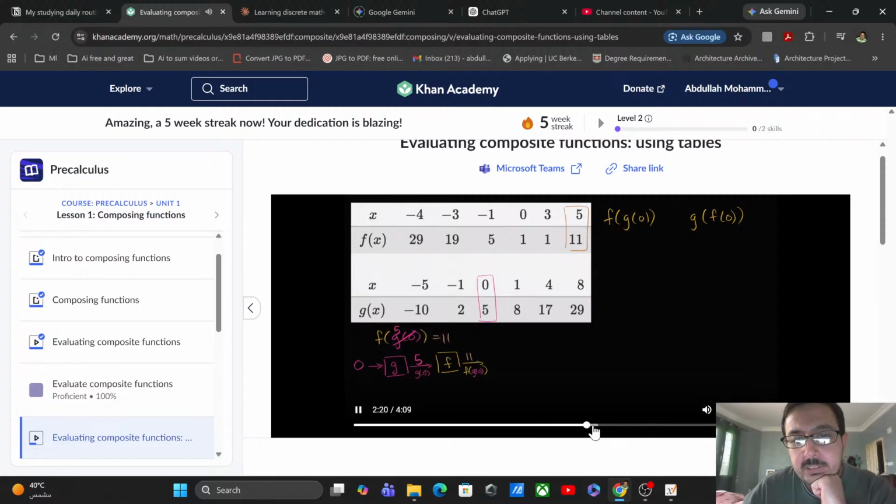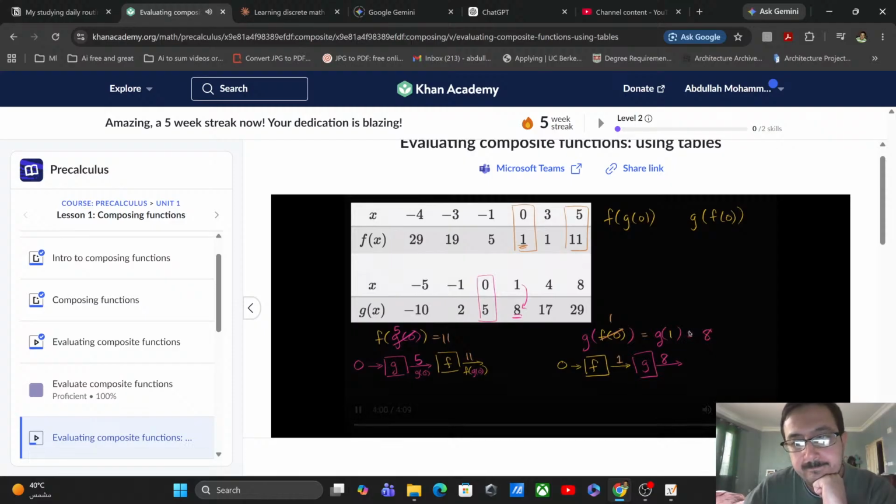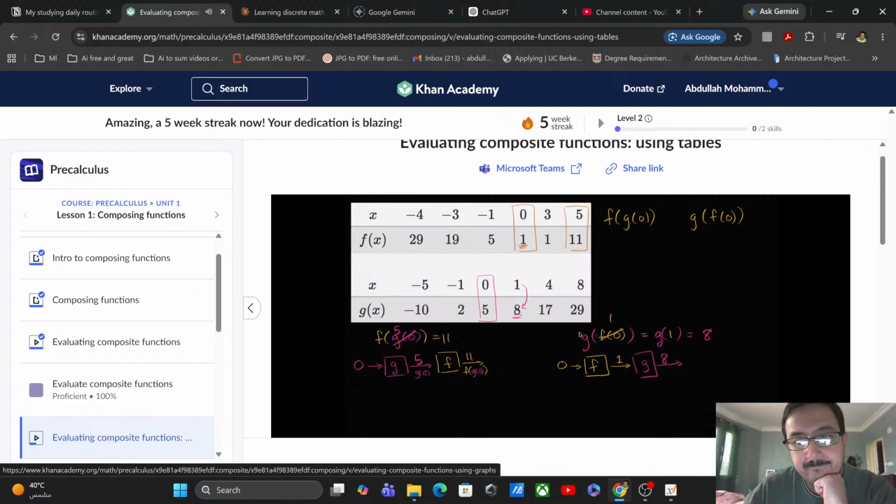Okay. So this is how it's evaluated, g first, then f. Now for g of f of 0, we do f of 0 first, and the output of that is going to be the input for g. What the table tells us is that f of 0 is equal to 1. So g of f of 0 is g of 1, because once again, f of 0 is 1. This is equal to 8. And we're done. And notice, these are different values because these are different composite functions.